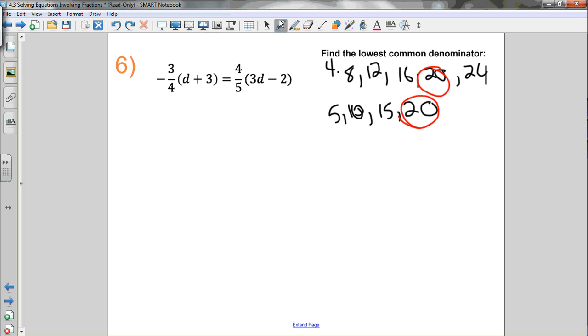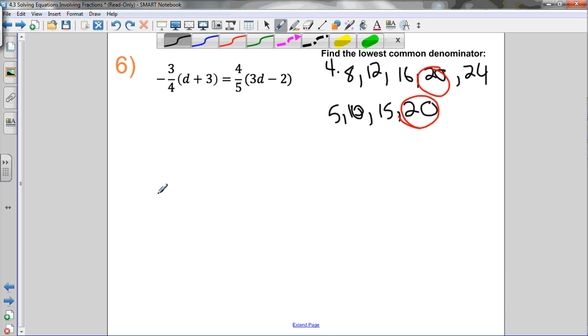A nice little trick you can use, if you can't think of a common denominator between two numbers, multiply those two numbers together, and that will give you a common denominator. It might not necessarily be the lowest common denominator, but it will be a common denominator. And in this case, 4 times 5 is 20, and that, in this case, is the lowest common denominator.